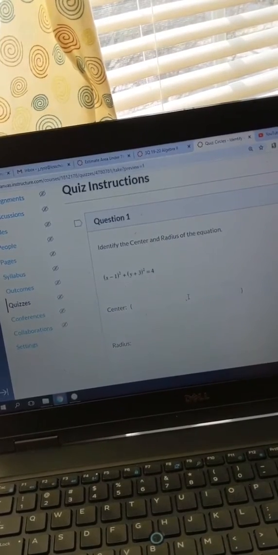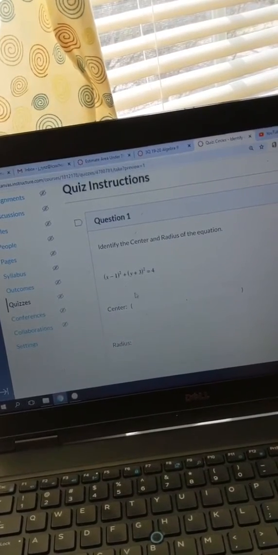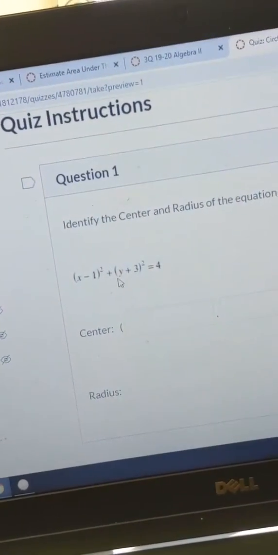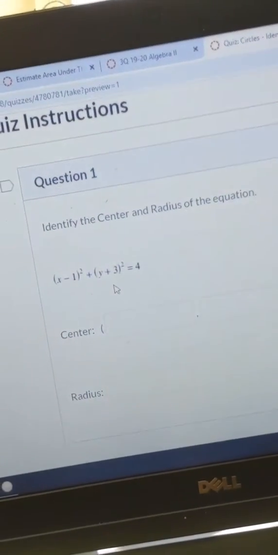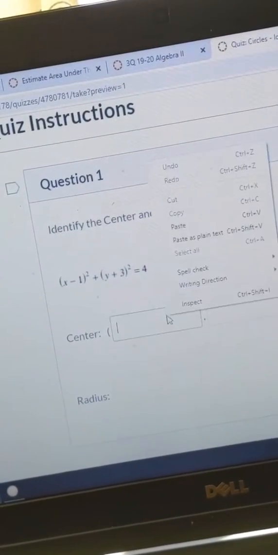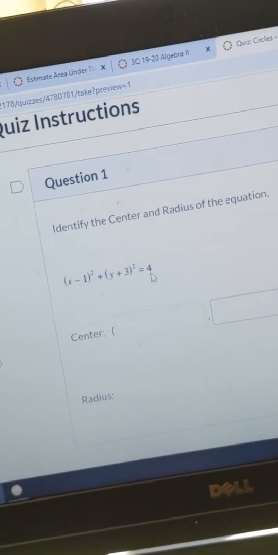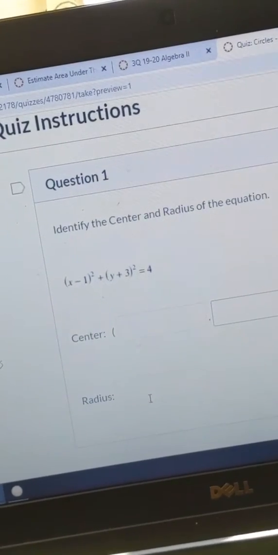Okay, so homework. Just go through these real quick here. Remember, the center is just going to be the opposite of what's being done to the x and the y. So if we got x - 1 and y + 3, it's going to be opposite here. It's going to be a +1, -3 center, and then the radius is the square root of the last number. So that radius would be 2.